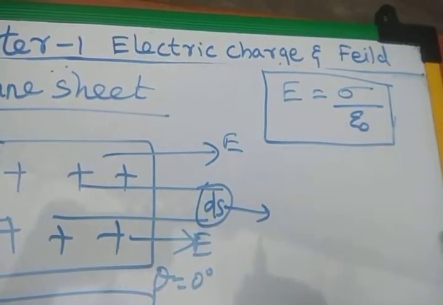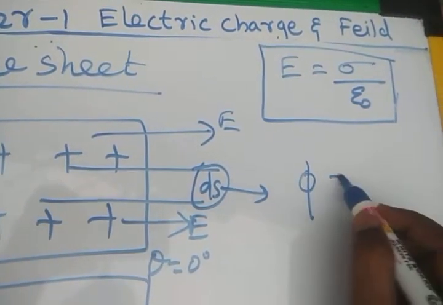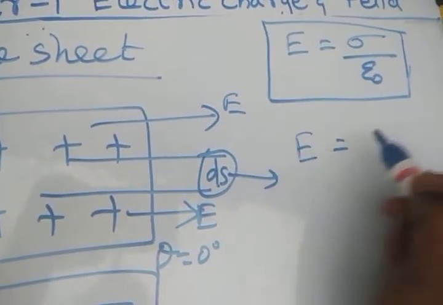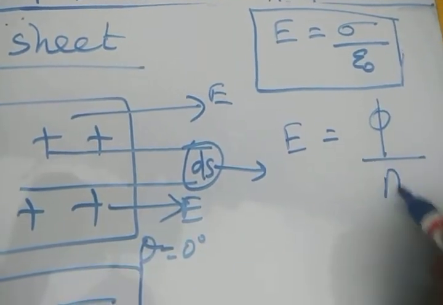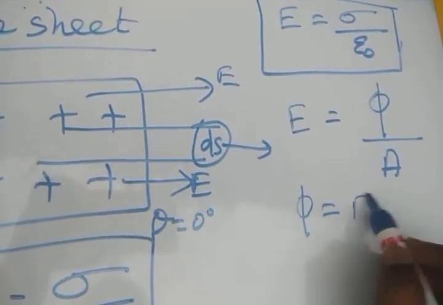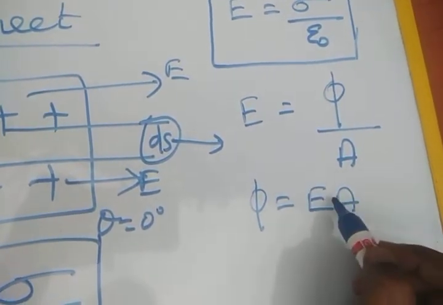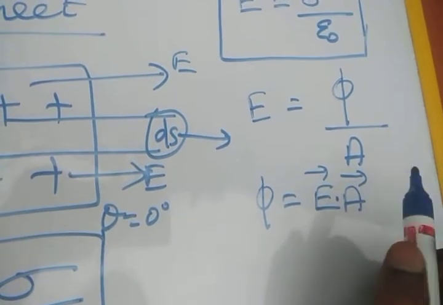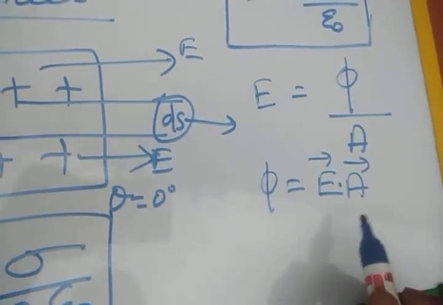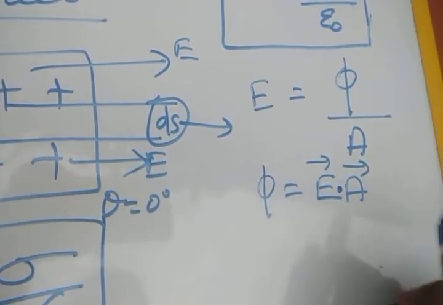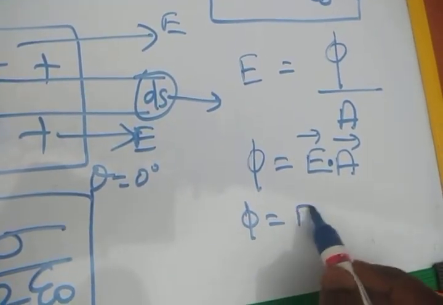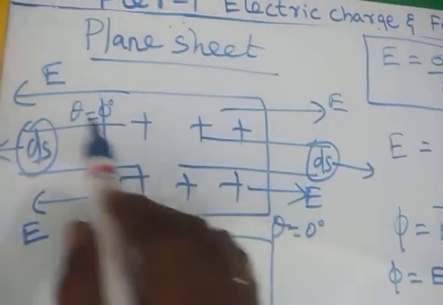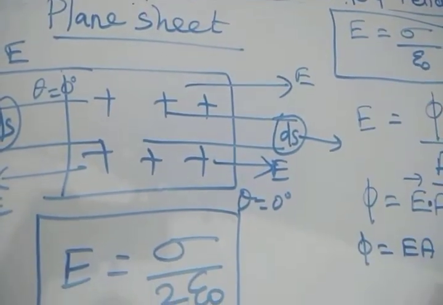Dear students, I want to explain one thing clearly. The electric field E is the number of electric field lines per area, so flux phi is equal to E into area. These two are vectors, so we multiply the two vectors as a scalar product. That is phi equal to EA cos theta. This theta is what we find for both the plane sheet as well as the infinitely long wire.